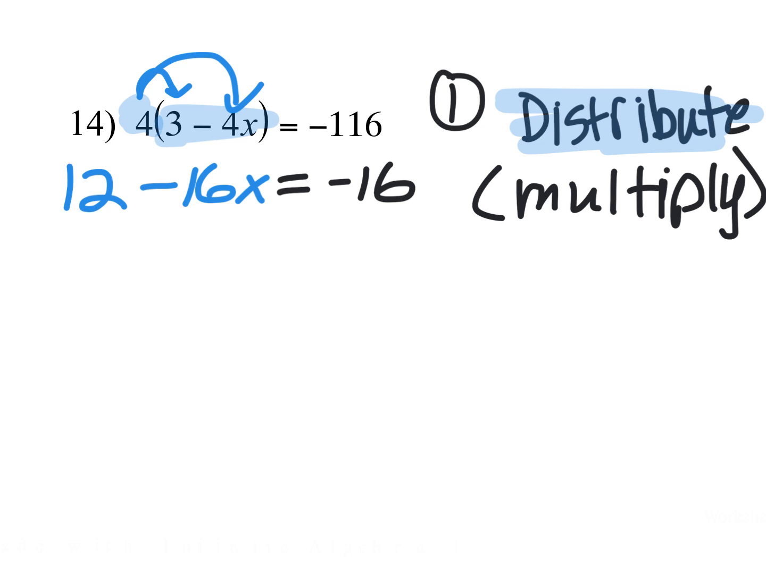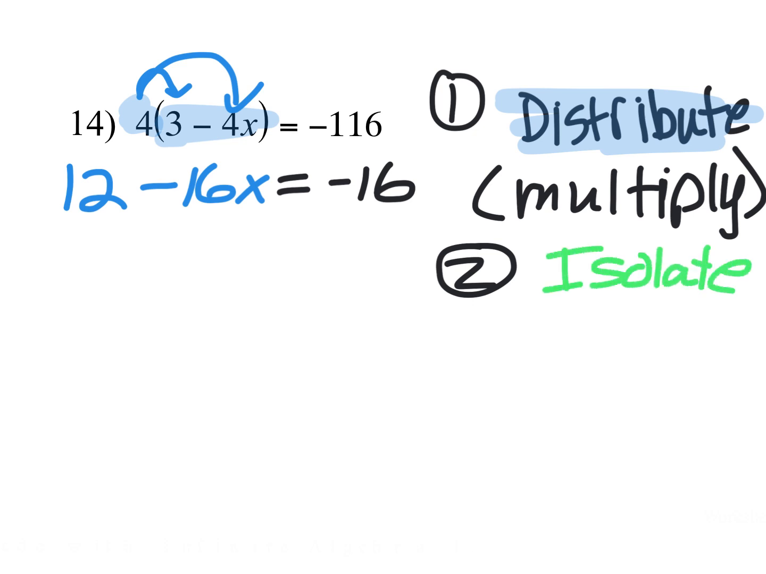So every one of these, the first step is the same. We're going to do that multiplication. Number 14 is where we're writing right now. Okay, so step 2 is what you've been doing for the better part of a week. After we get that 3 and that minus 4x out of those parentheses, after we jailbreak them out, now we're going to isolate that variable.